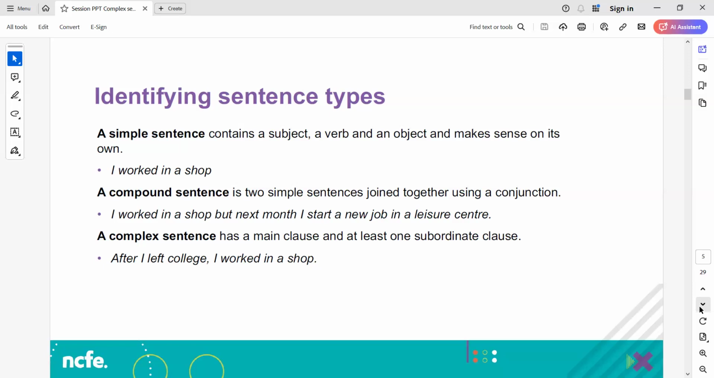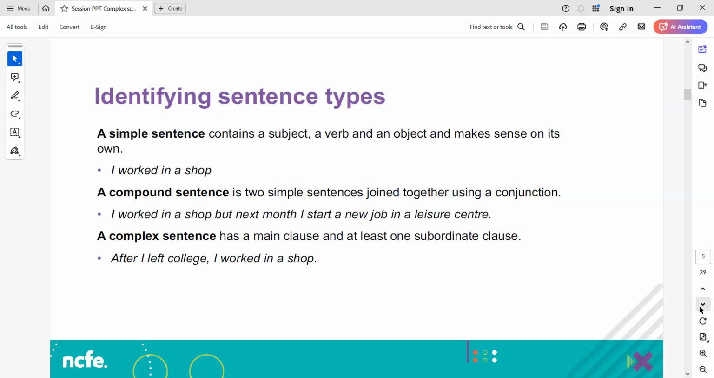A complex sentence has a main clause and at least one subordinate clause. So the main clause will make sense on its own. I worked in a shop. That would make sense on its own as a simple sentence, but the subordinate clause does not make sense on its own. It is not a sentence on its own. After I left college, that does not make sense on its own.